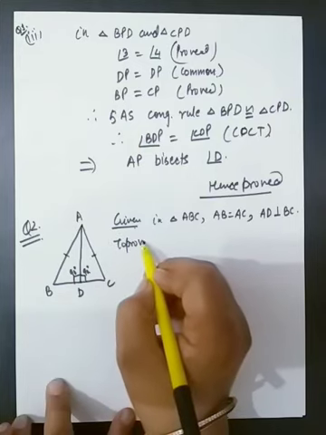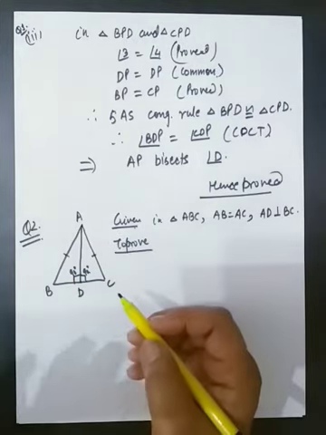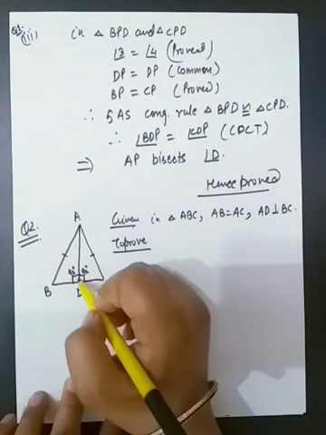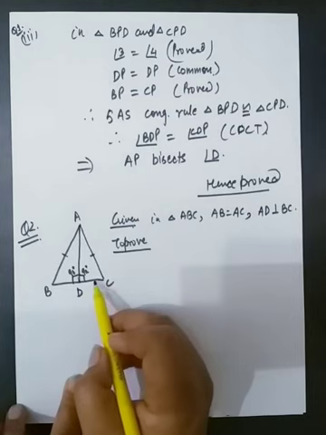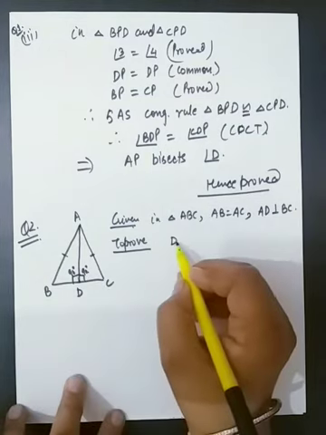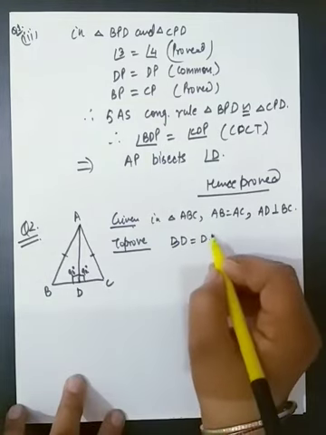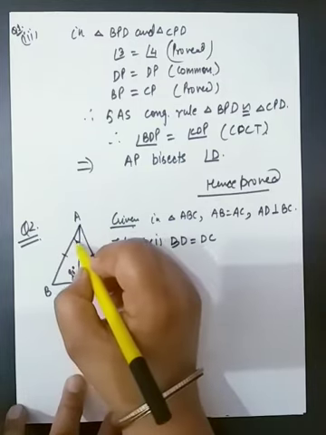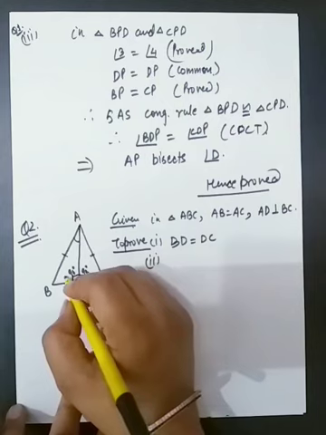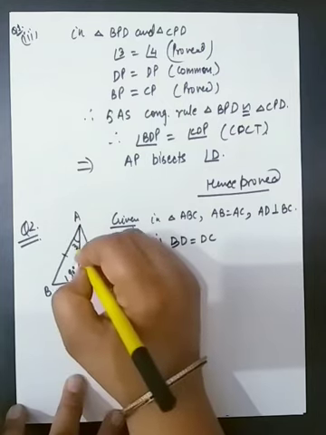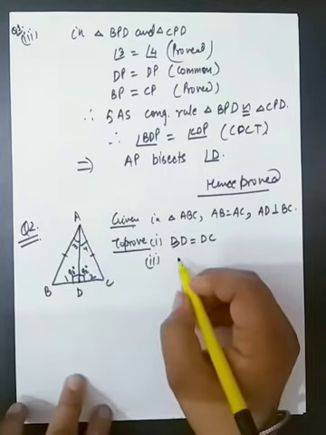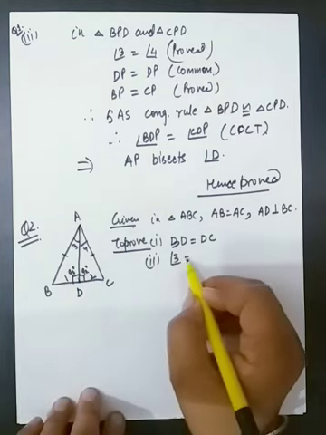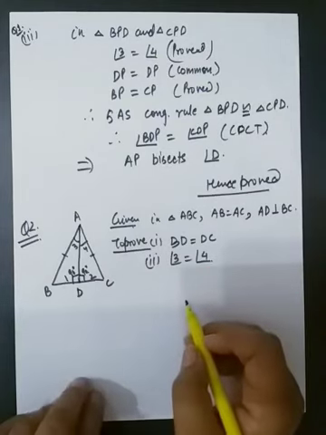To prove, AD bisects BC. What is the meaning? This AD is dividing BC into two equal parts. Meaning we have to prove BD is equal to DC. And in second part we have to prove, I am naming these angles as 1, 2 and this is 3, 4. And second is AD bisects angle A. It means both the parts of angle A are equal about AD.